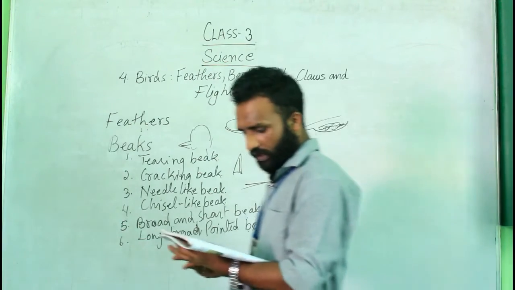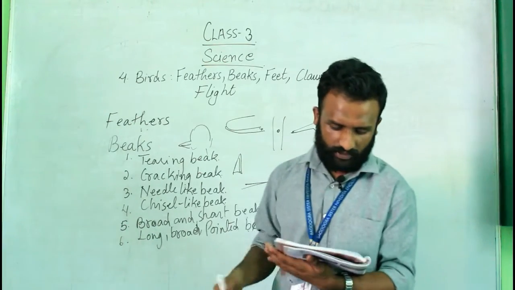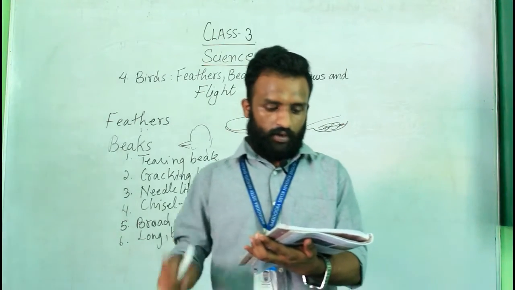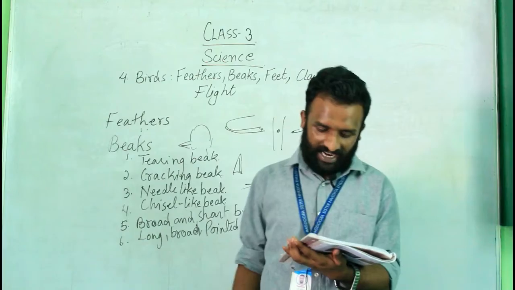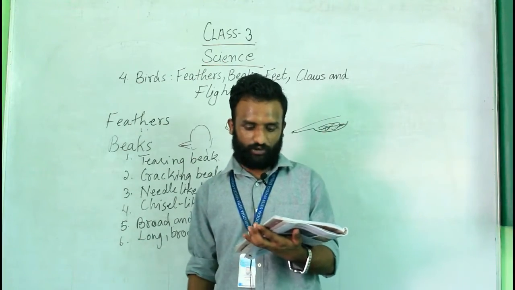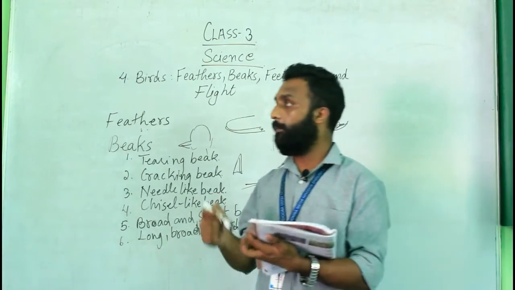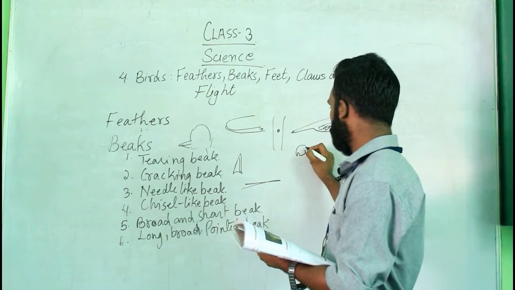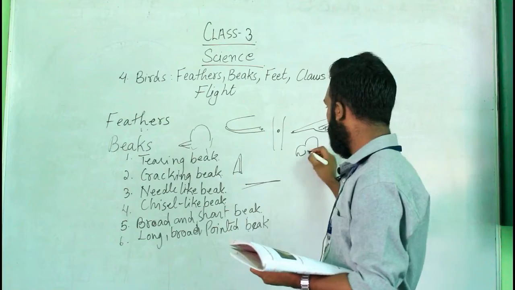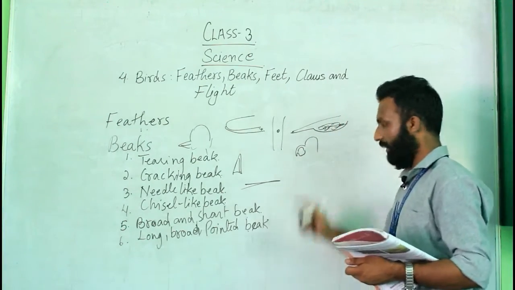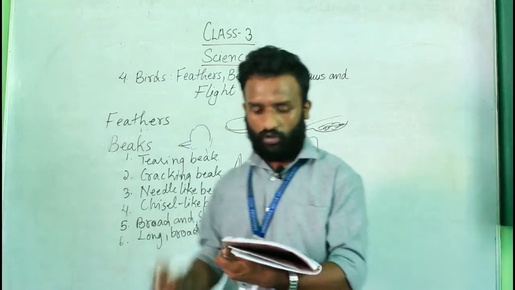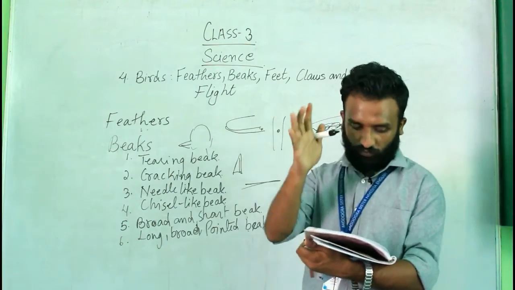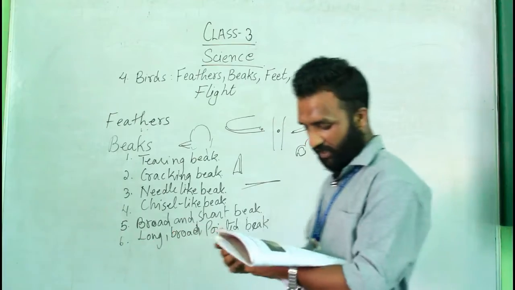Now the last one is the curved beak. A parrot has a curved beak, which it uses to crack nuts and hard fruits that it likes to feed on. So some birds have curved beaks. Suppose a parrot has a curved beak, it helps them crack small nuts and hard fruits that they like to feed on.